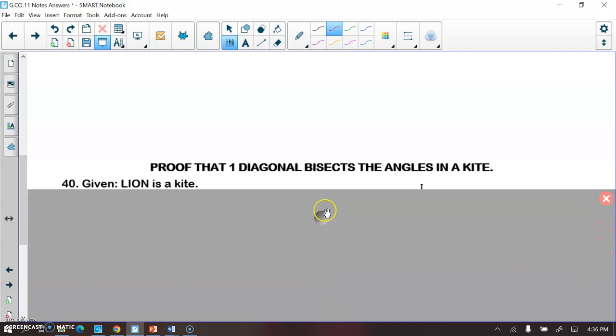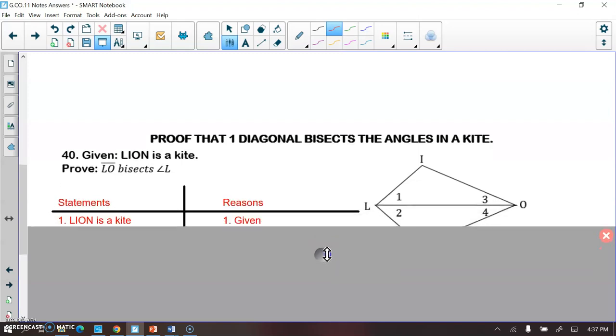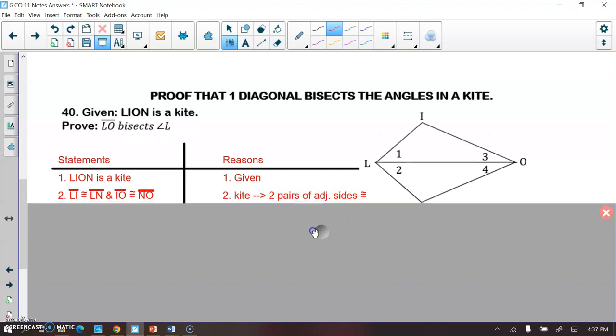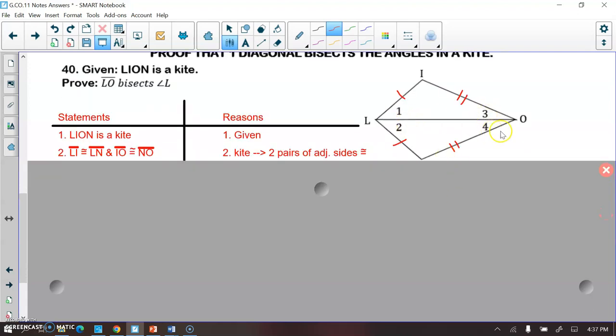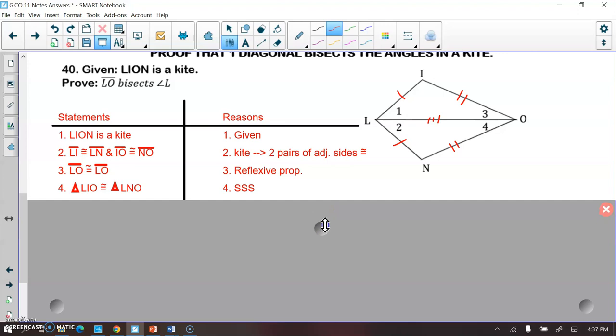I'm going to prove that one diagonal bisects the angles in the kite. So we have kite LINO here. We're going to prove that LO bisects angle L, so cuts this angle in half. Knowing that it's a kite, we can say that LI and LN are congruent. We can also say IO and NO are congruent. We can also, in these two triangles, say that LO is congruent to itself by the reflexive property. So then I can say that these two triangles are congruent by SSS, which means I can say angle 1 and angle 2 are congruent by CPCTC.